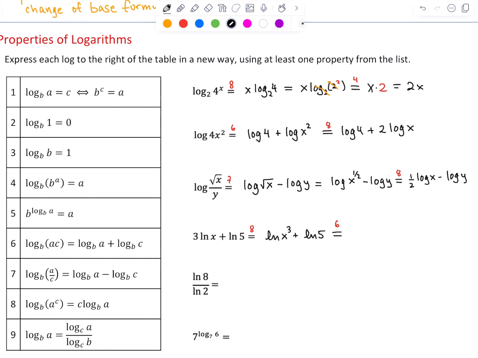So property 6 will allow me to condense this into a single natural log, and my new argument will be the product of the two arguments. So I'll put the 5 first and then the x cubed.